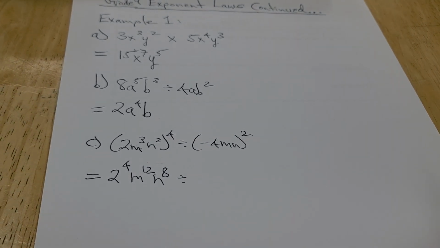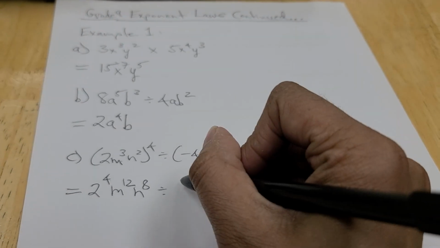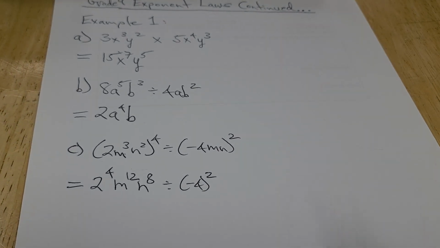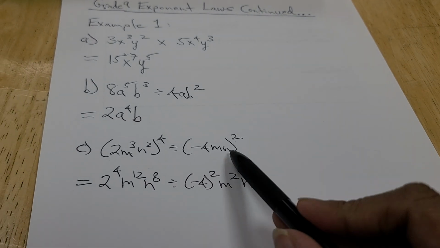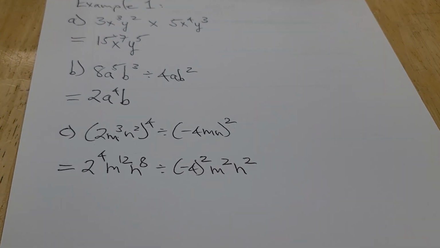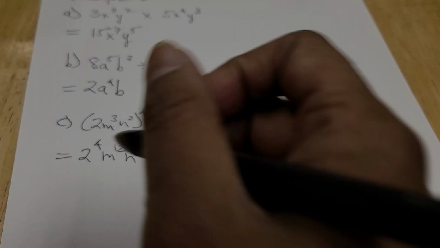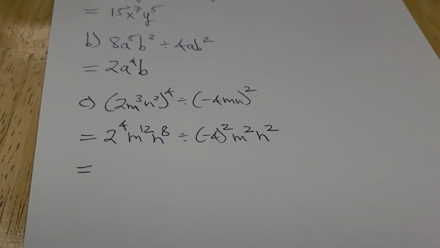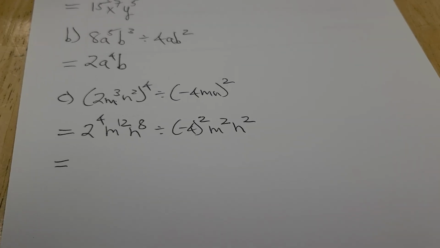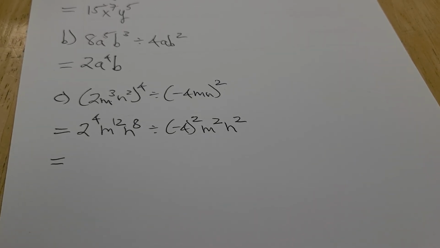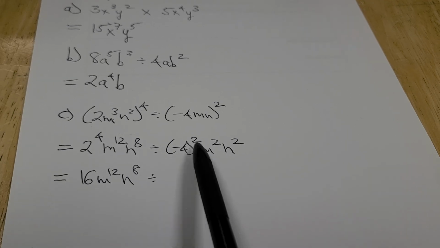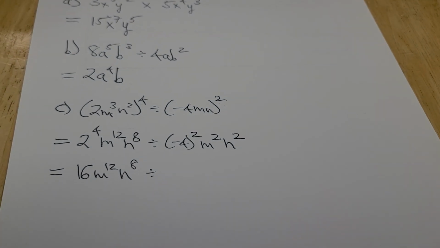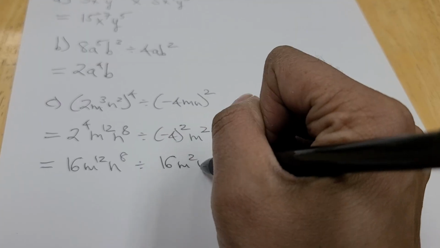Divided by. Also make sure you're using the negative exponent here. This is negative 4 squared. m to the 1 times 2, m squared. And n is also 1 times 2, n squared. Okay, so just like this. Of course, we're doing some extra steps in between. You can skip some steps after you get really good with the laws of exponents. 2 to the power of 4, so 16, m12 and n8. And this is negative 4 squared, so negative 4 times negative 4, 16 m squared n squared.